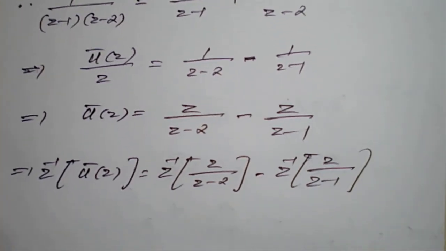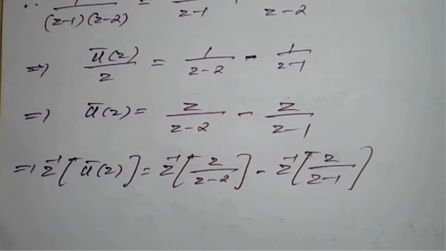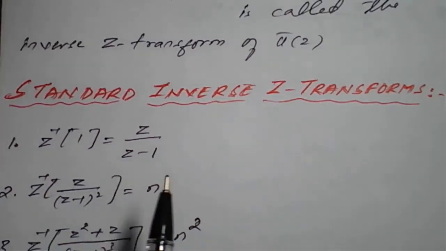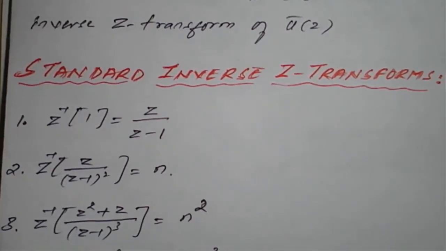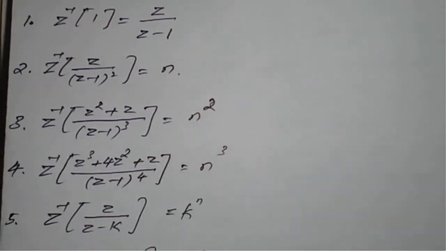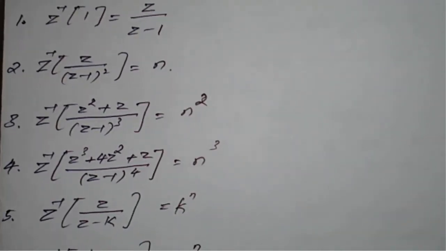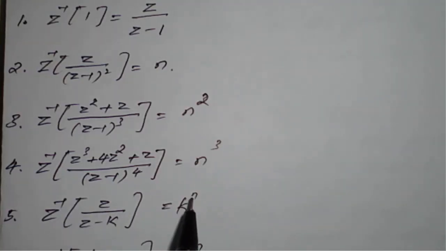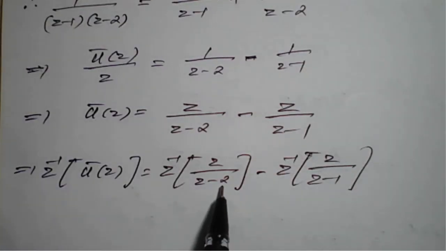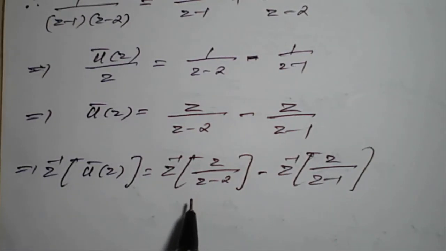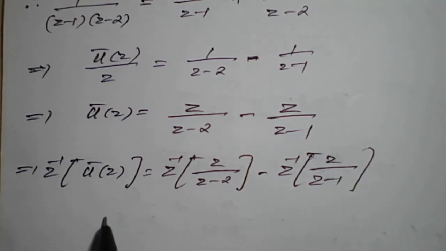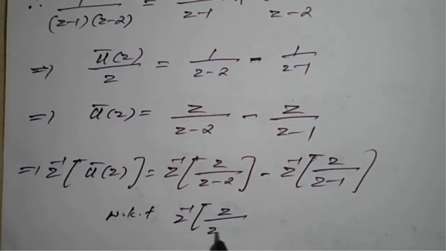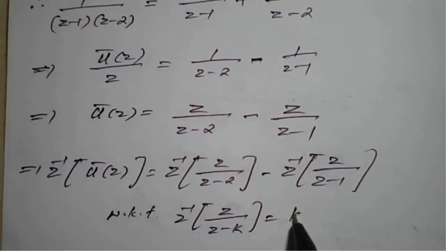We have already seen the formulas, so let us recall the standard results. The z inverse of z upon z minus k is nothing but what here? k raised to n. So we need to apply the same. The value of k is 2 here and the value of k is 1. So I will write the formula here: we know that z inverse of z divided by z minus k is nothing but k raised to n.